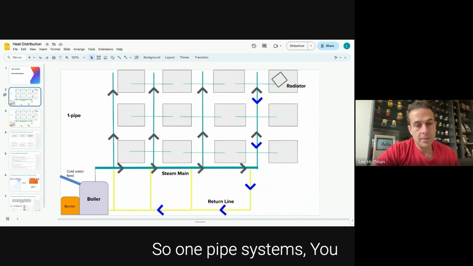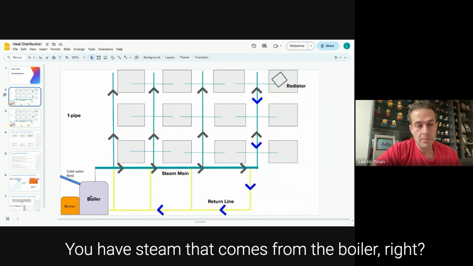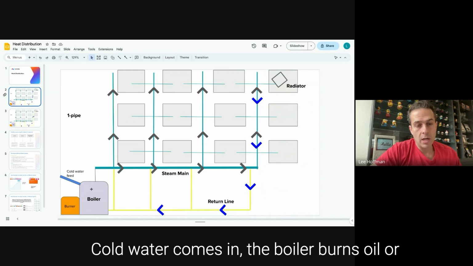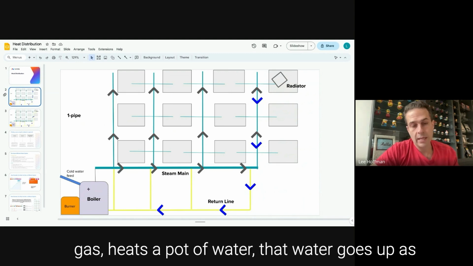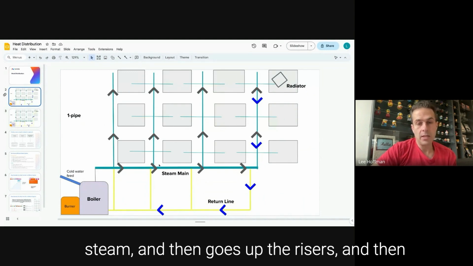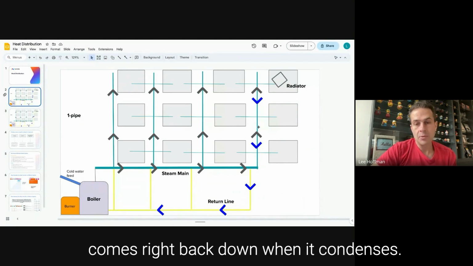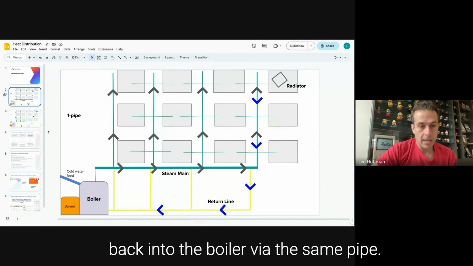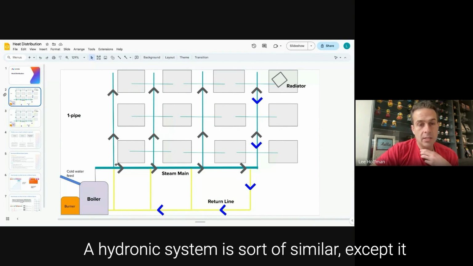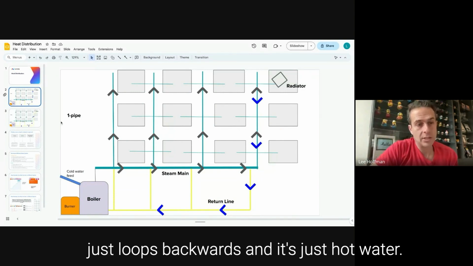So, one pipe systems, this is a steam system. You have steam that comes from the boiler, right? Cold water comes in, the boiler burns oil or gas, heats a pot of water. That water goes up as steam, goes up the risers, and then comes right back down when it condenses back into the boiler via the same pipe. A hydronic system is sort of similar, except it just loops backwards and it's just hot water.